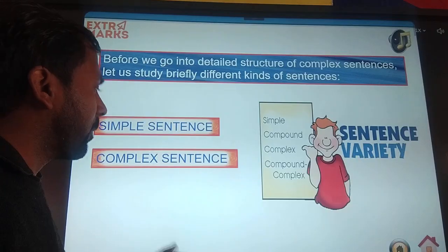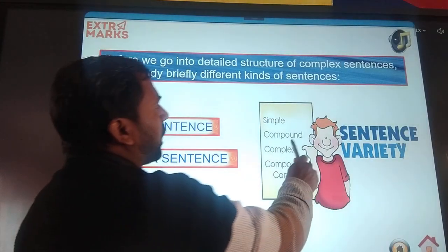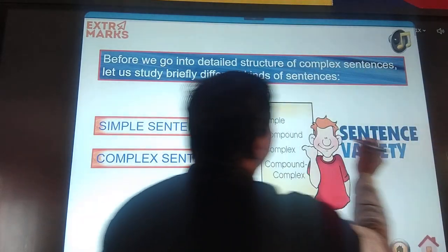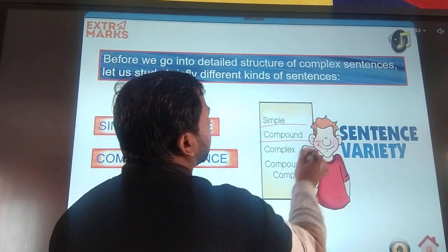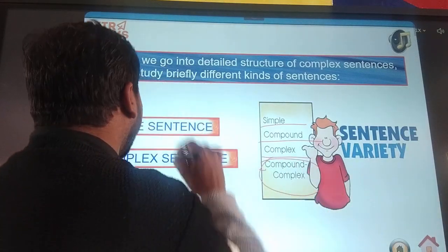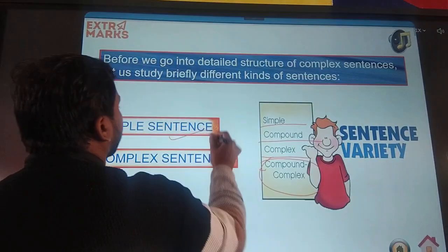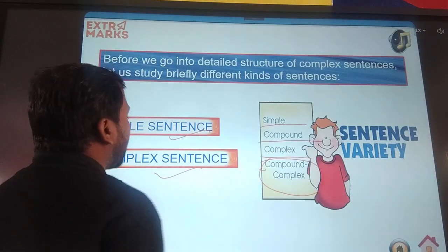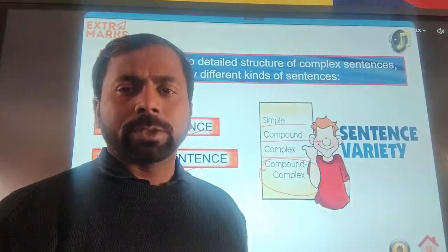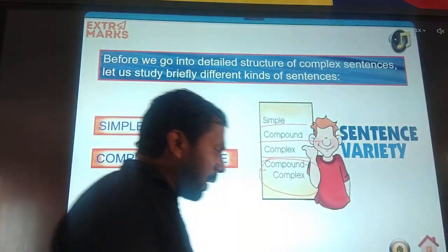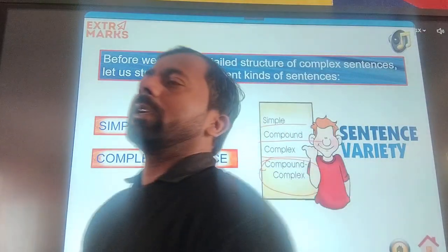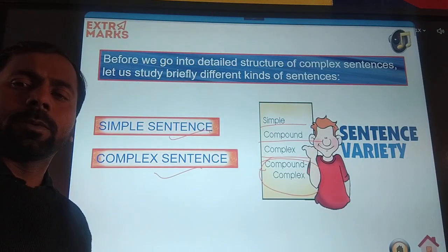Okay, like you can see: simple sentence, compound sentence, complex sentence, complex and compound sentence. Okay, first we know what is the meaning of simple sentence, and after that complex sentence, and in the last we can study the compound sentence. So you know very well that the simple sentence has one subject and one finite verb.